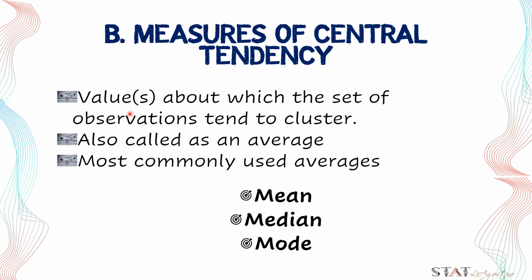Okay, so to further define it, it's values about which the set of observations tend to cluster. So it's also called an average. This is usually termed as average. What is your average grade? What is your average income? What is your average distance you walk every day? What is your average allowance? What is your average school fees? So we usually use this term in many ways.